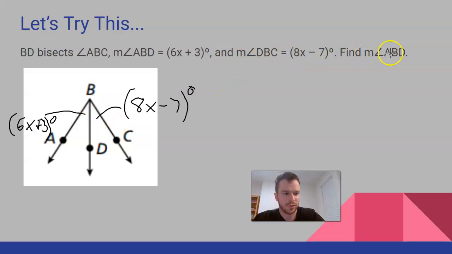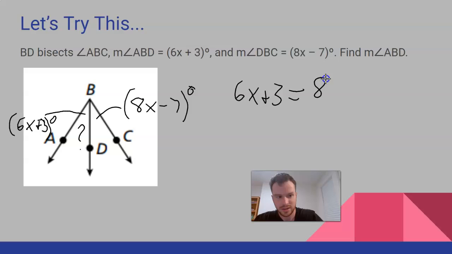Now find the measure of angle ABD. So what I'm trying to find is this angle. It's important to know what you're actually trying to find. So I'm trying to find one of the smaller angles. So here's where I can start. We know that BD bisects the angle. It cuts it in half. So these two smaller angles must be congruent to each other. So that means they're equal. So I can say 6x plus 3 equals 8x minus 7. And then I just solve it like an equation.